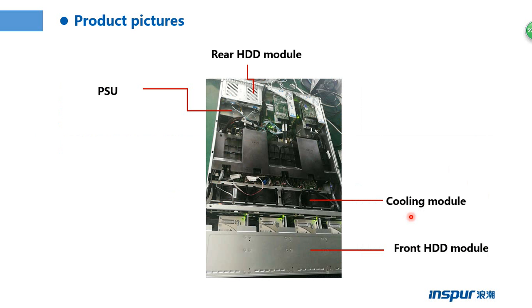This one is the internal picture of the server. In the top view, we can see the real hard drive module, the power supply unit and the cooling module. There are 4 fans in each server. This one is the front hard drive module, this one is the PCI card, and this one is the OCP card.